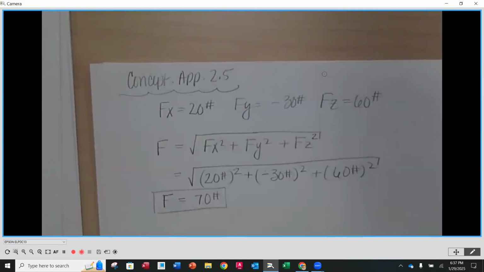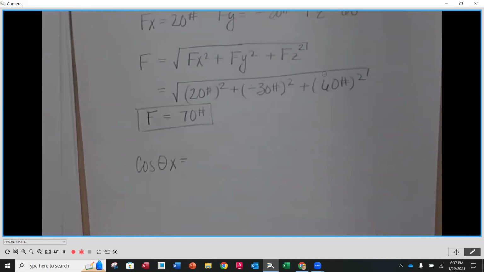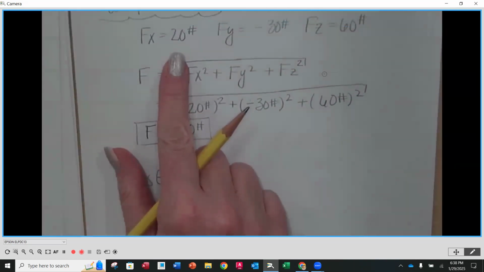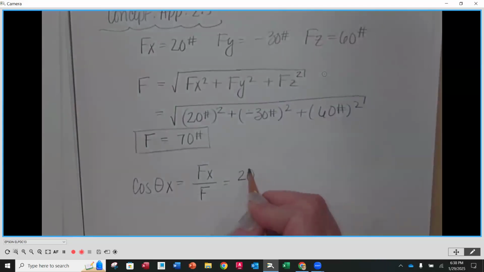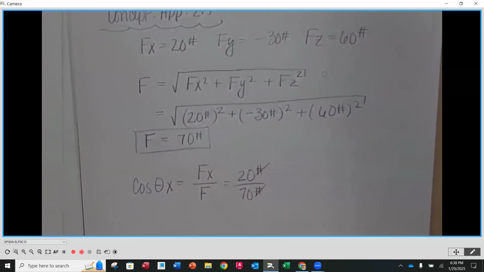Okay. So now to do the angles, we want to find out what is theta x, theta y, and theta z. So as we know, cosine of theta x is going to be equal to the side adjacent, which is going to be its Fx component, divided by the hypotenuse, which is the 70 pounds that we just calculated, okay? So that means that from above, our Fx was 20 pounds. We just calculated 70 pounds for our resultant. Those units cancel.